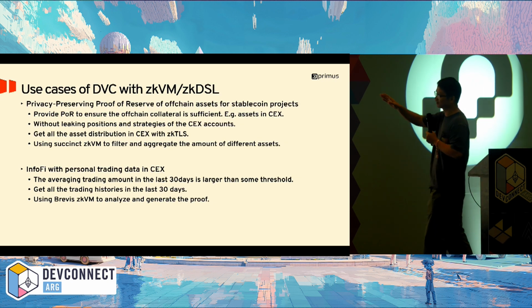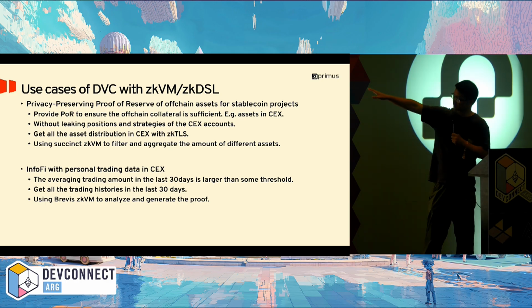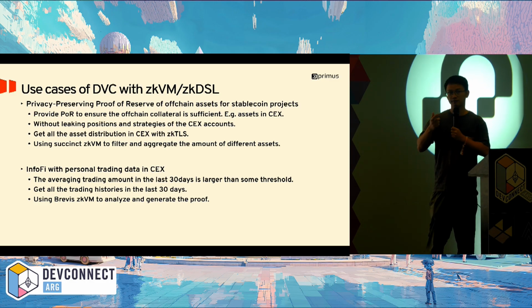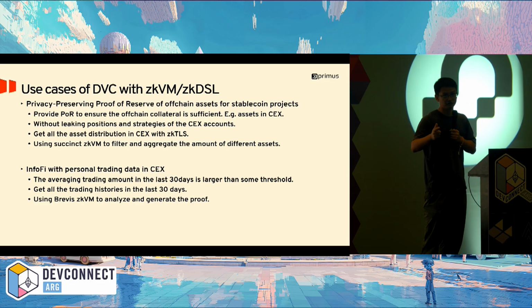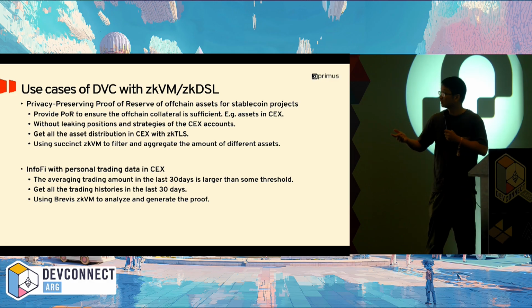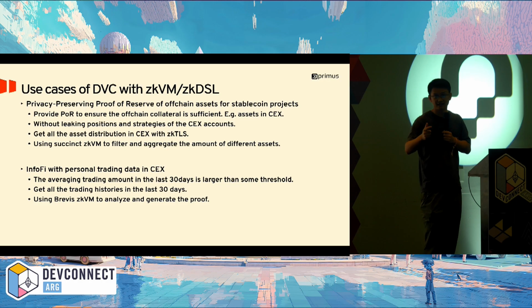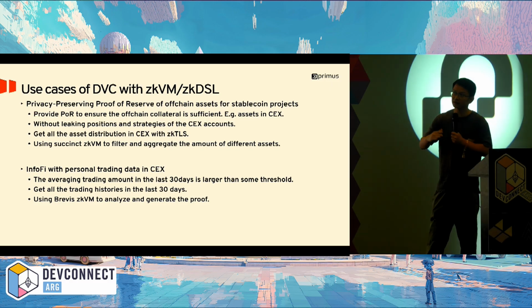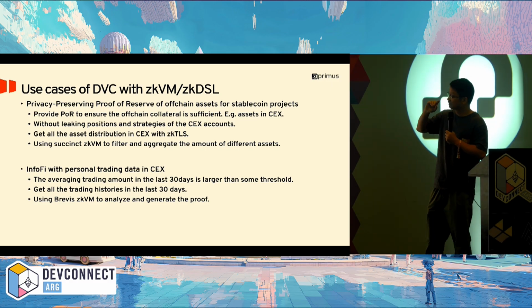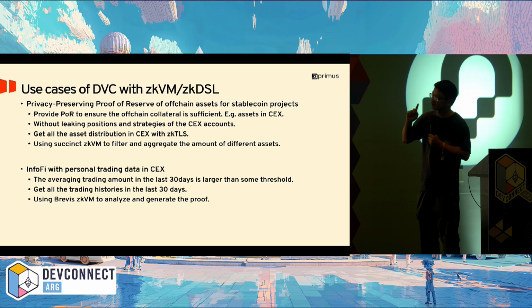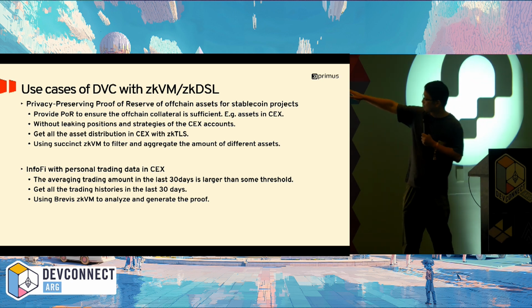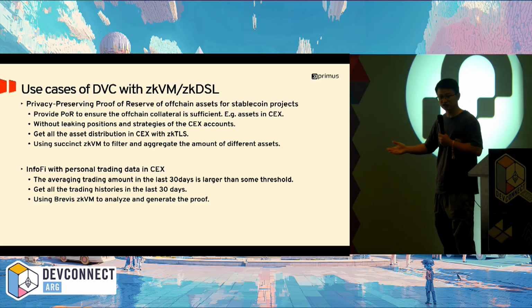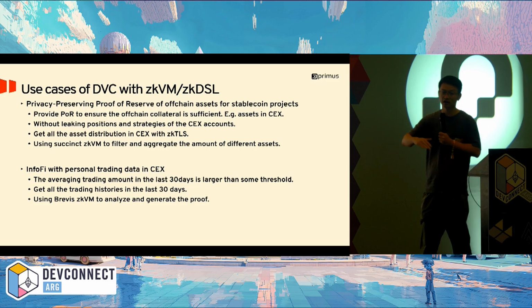At the end, I'm going to showcase some use cases using this DVC mode. A very standard use case is that we provide privacy-preserving proof of reserve for stablecoin projects, to prove that they have enough assets off-chain, like in centralized exchanges. Why is zkTLS not enough? First of all, it's privacy-preserving, meaning the stablecoin projects do not need to leak their positions and strategies in the centralized exchange accounts.